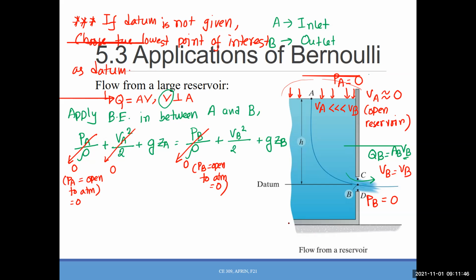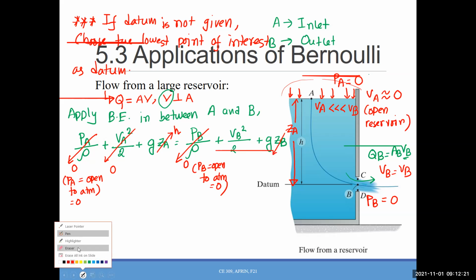B. It is not the bottom of this tank. We are not doing anything with the bottom. So it is always B, which is the lowest point of interest. So even if the datum was not given, we would choose this point as a datum, right? Okay. So from this datum, what is the distance to point A? That is actually ZA. So for this case, ZA is what? ZA is H. And what is ZB? The distance between datum and B? 0. That is 0. So we have one more term, which is 0.